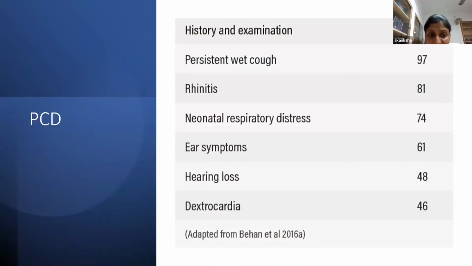To rule out primary ciliary dyskinesia as a cause of recurrent pneumonia, we should inquire about history of recurrent persistent wet cough, recurrent rhinitis, recurrent ear discharge, history of neonatal respiratory distress, and history of hearing loss. And on X-ray or physical examination, we may also find dextrocardia.